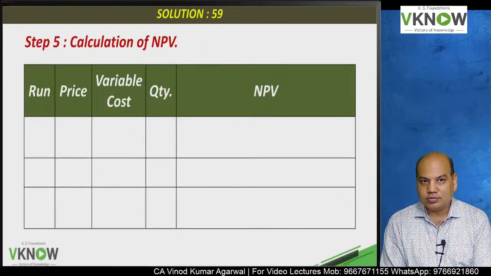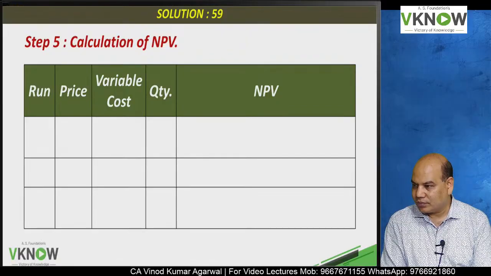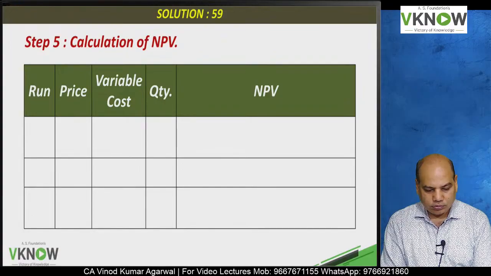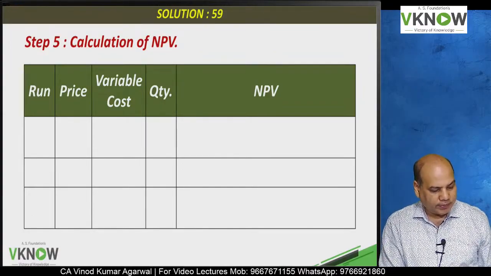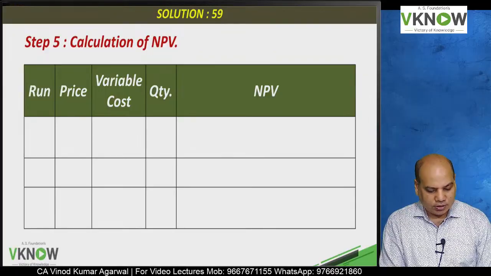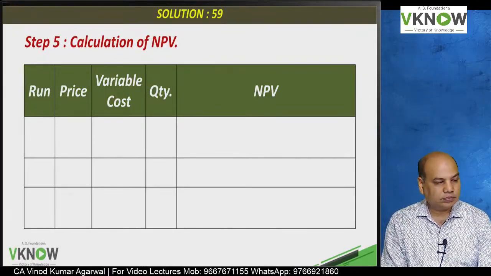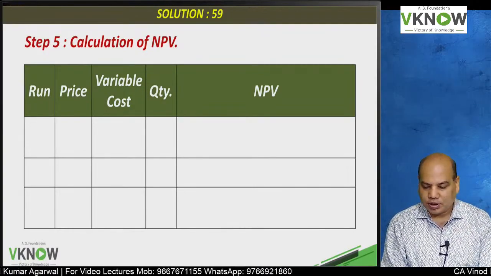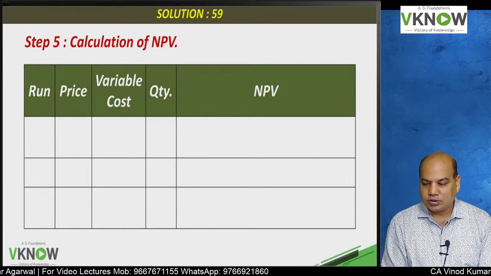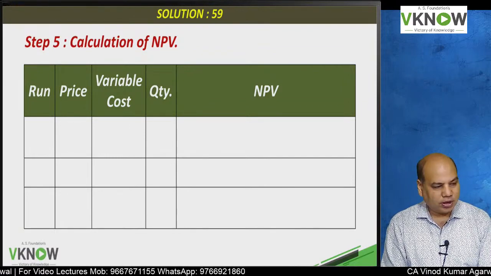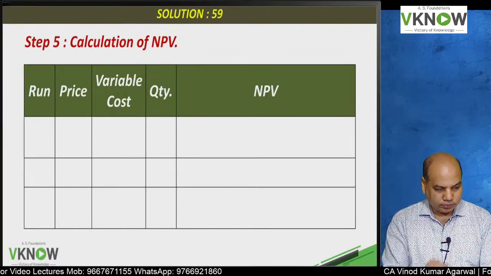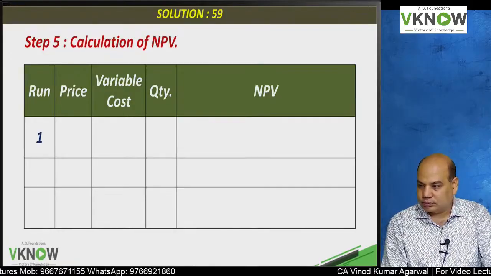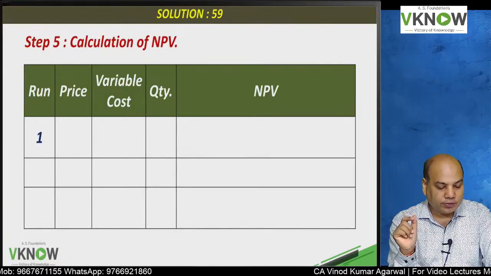Now write down step number 5, calculation of NPV. Draw this table with 5 columns: Run, price, variable cost, quantity, NPV. First run. Now keep your question in front of you.